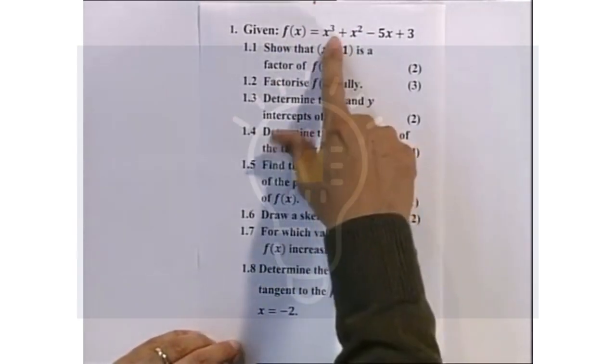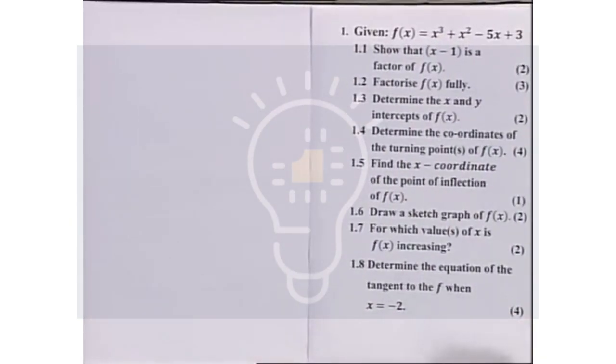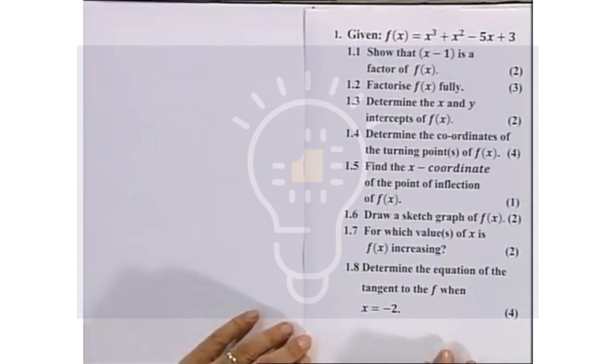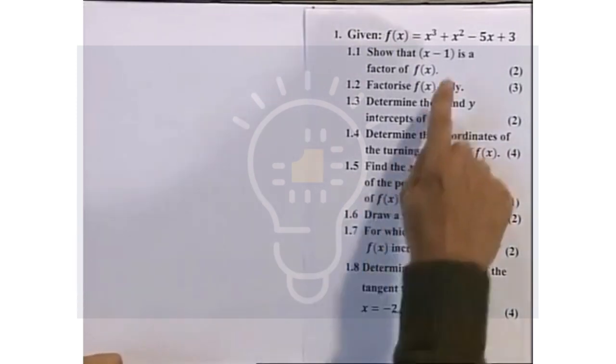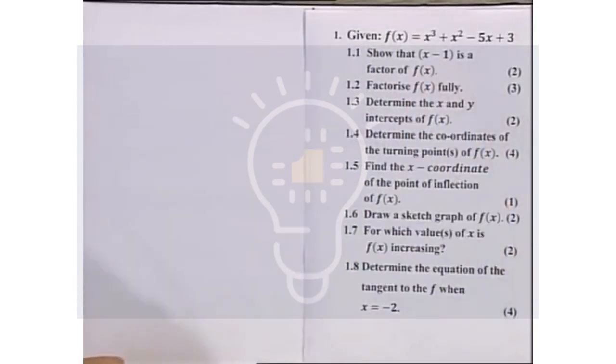Can you see, third degree? Now let's just have a look at the questions. And you have to work systematically. Once again, please guys, try to work with me. It's going to make it much faster and more exciting if you can send me answers. 1.1 says, show that x minus 1 is a factor of f(x).